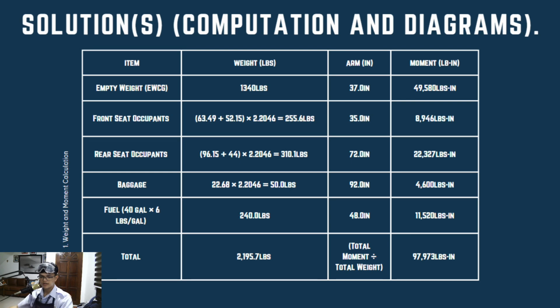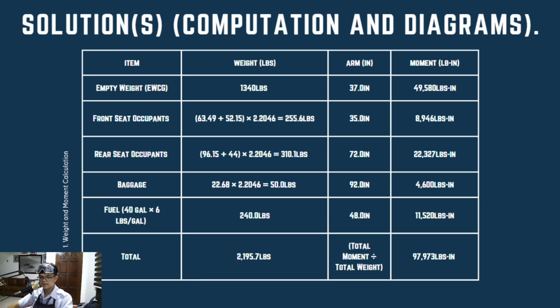So, hatiin natin siya sa apat, which is the item, the weight, the arm, the moment. So, the items are the empty weight, the front seat occupants, the rear seat occupants, the baggage, the fuel, and the total. So, for the weight, kailangan natin siyang gawing pounds. So, yung mga given natin na kilograms, i-multiply natin sa 2.2046 para makuha natin yung pounds niya, or LBS. And the arm naman is given na positive yun, forward. Pag negative is aft.